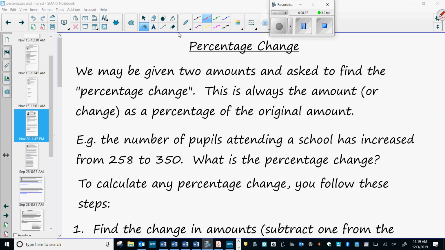Now that original amount may be the smaller one or it may be the bigger one. Okay, so you just need to make sure you're dividing by the original amount. Okay, so here's an example here. The number of pupils attending a school has increased from 258 to 350. What is the percentage change?